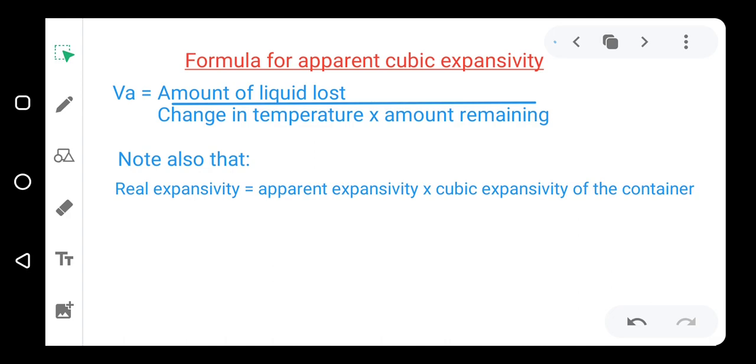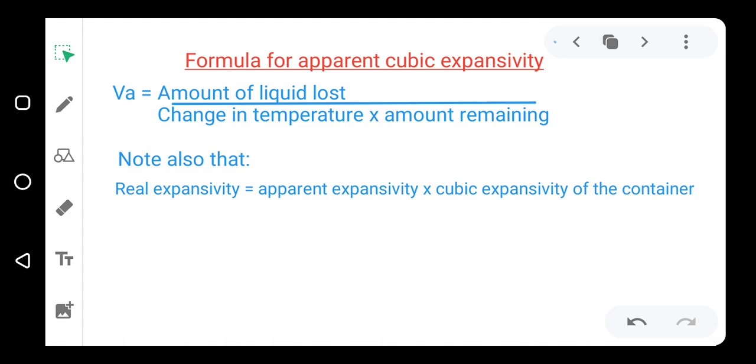And when you start heating it, the liquid will either overflow or evaporate or get lost in some other ways, or increase in volume within the container. So this represents the amount of the liquid that is lost. When we divide it by the temperature change and the amount of the liquid that is remaining, we get the apparent cubic expansivity of the liquid.